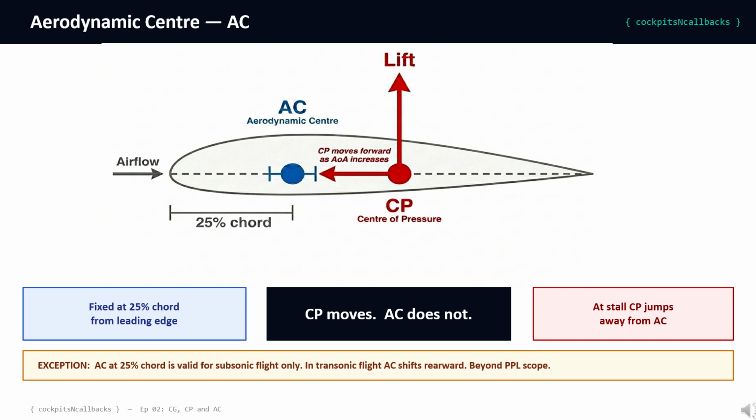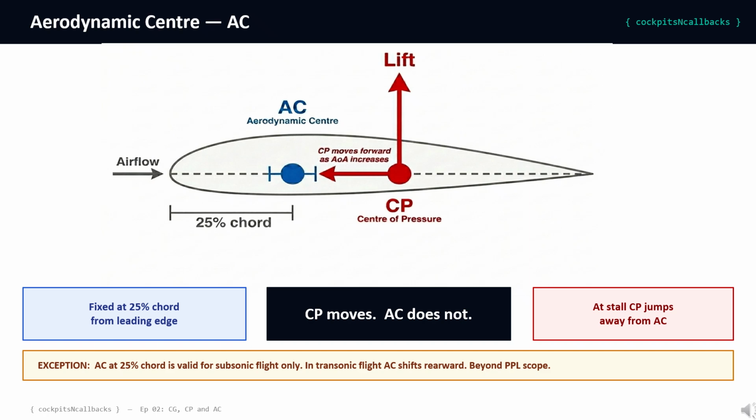As angle of attack increases, CP moves forward toward AC, getting closer and closer, but CP never actually reaches AC before the stall happens. At the moment of stall, CP, which had been approaching AC, suddenly jumps rearward away from it. Four words that will answer more than one exam question. CP moves, AC does not.